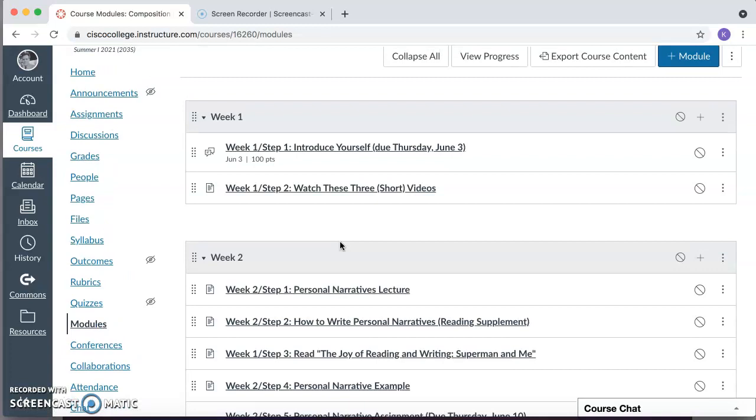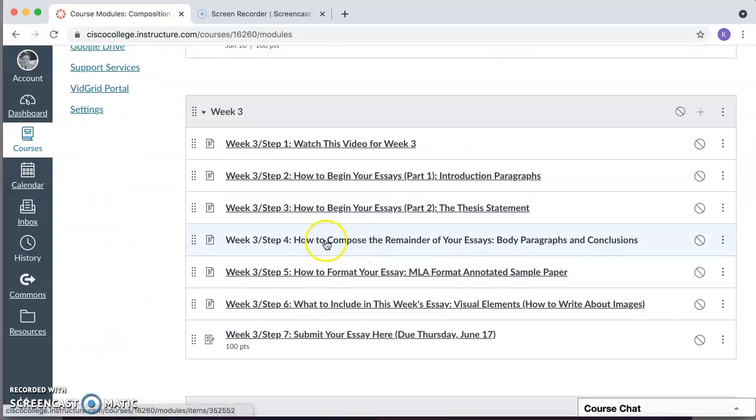How to write your conclusions is also available in step 4. Conclusions are important. You basically restate your thesis, summarize your main points, and then offer a strong final thought.